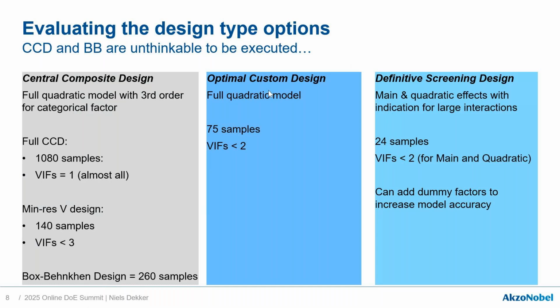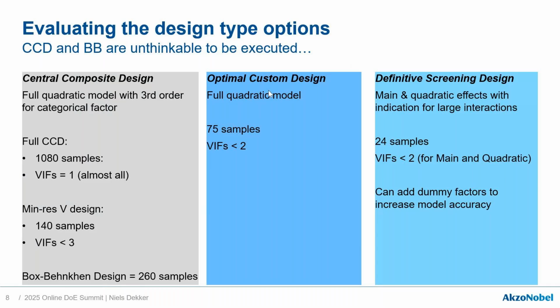That's all good, but like I already said, typically we also directly start looking into custom designs for a full quadratic model. In this case, you would end up with approximately 75 samples. Because it's not a restricted design space, the VIFs would still be very low. So orthogonality is not full, but still close. Given the sample reduction, this would probably be an option that we could do.